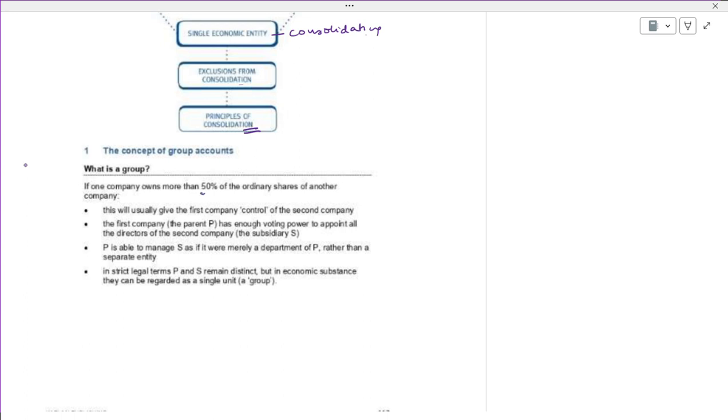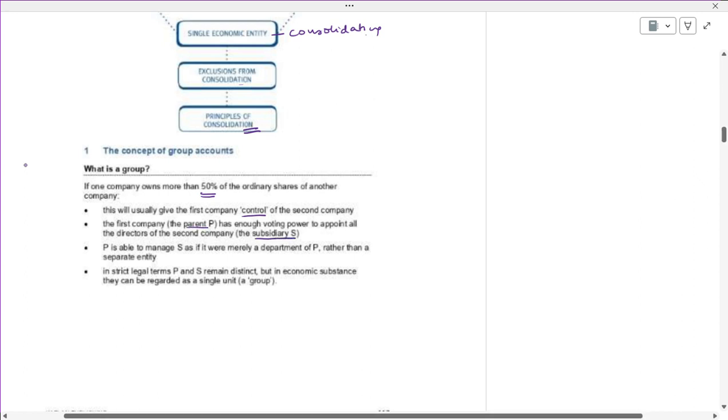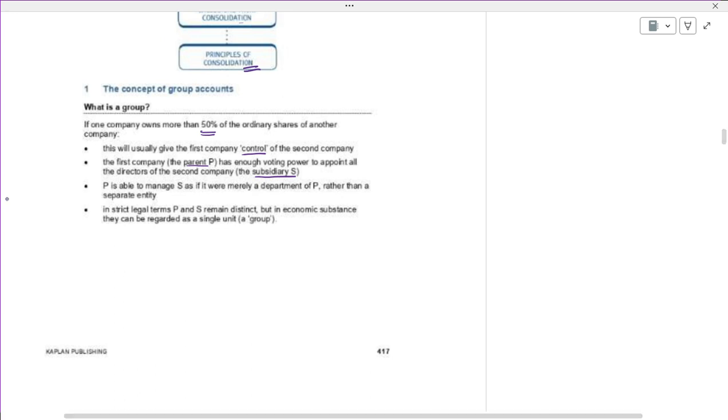It is 50%. You should own more than 50%. Once you own more than 50%, you get control. The first company is called the parent company. The second one is called the subsidiary company. The parent will manage the subsidiary. And if it is merely a department of P rather than a separate business, it is only a part of its control. It's not a separate business.